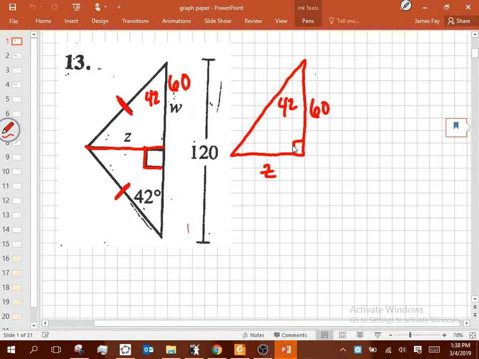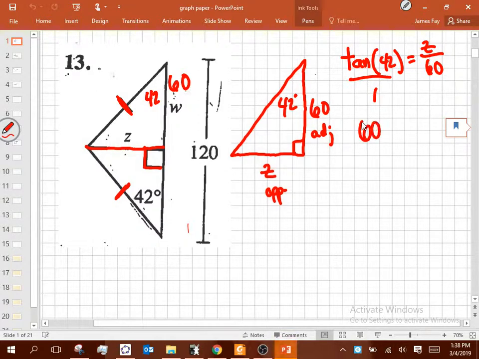So what side is Z in comparison to 42 degrees? Opposite. What side is 60? Adjacent. So which trig ratio are you going to use? Tangent. Yep. So I'll say tangent of 42 is equal to opposite over adjacent. And then I'll cross multiply. I'll get 60 tangent of 42 is equal to Z. And that gives me approximately 54. 54.02 up to 2 decimal places.